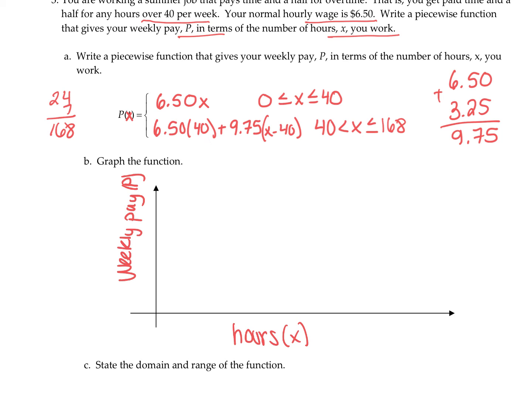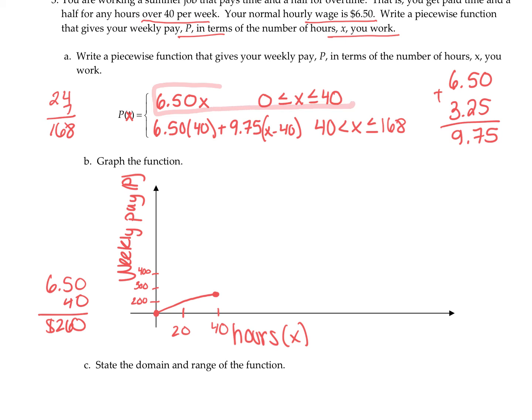All right, so let's do some basic math. So I know that if I work 0 hours, I'm gonna make 0 money. If I work 40 hours making $6.50, that means I make $260. So let's say 20 hours, 40 hours, and I'm gonna make $260. So 200, 300, 400. So at 40 hours, I make $260. So that'll be roughly about right there. So this part is going to represent this part of my equation.